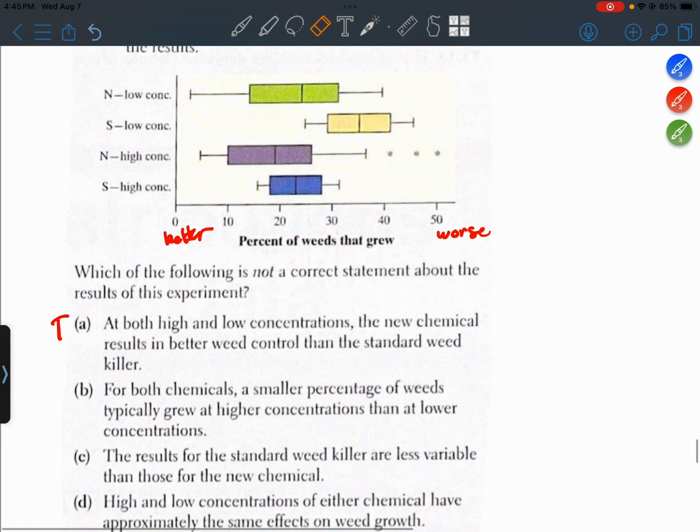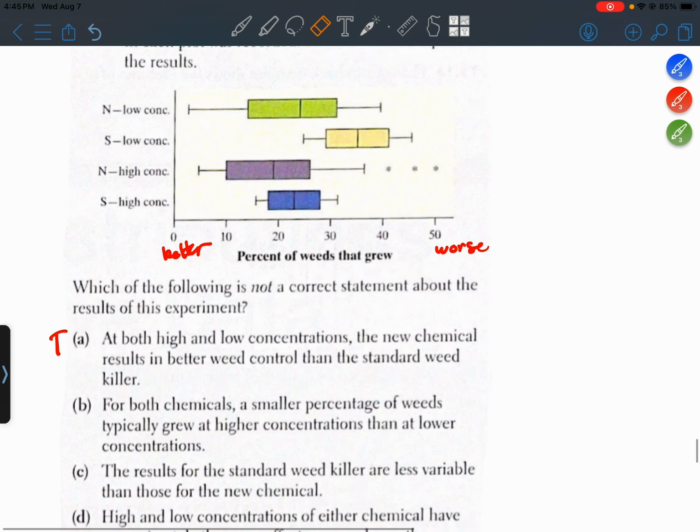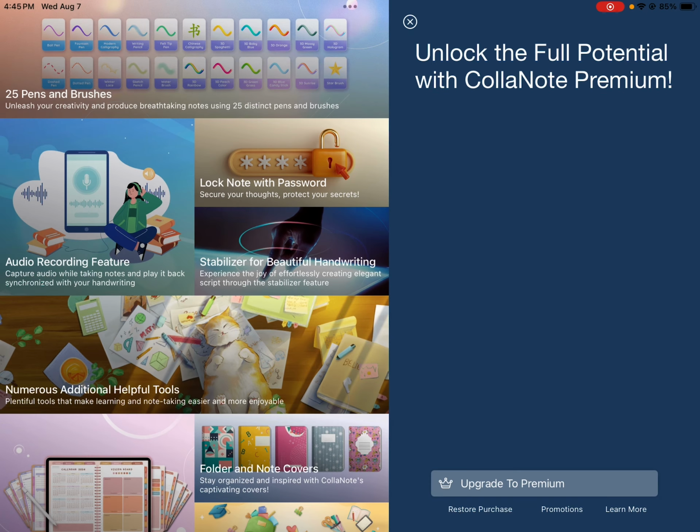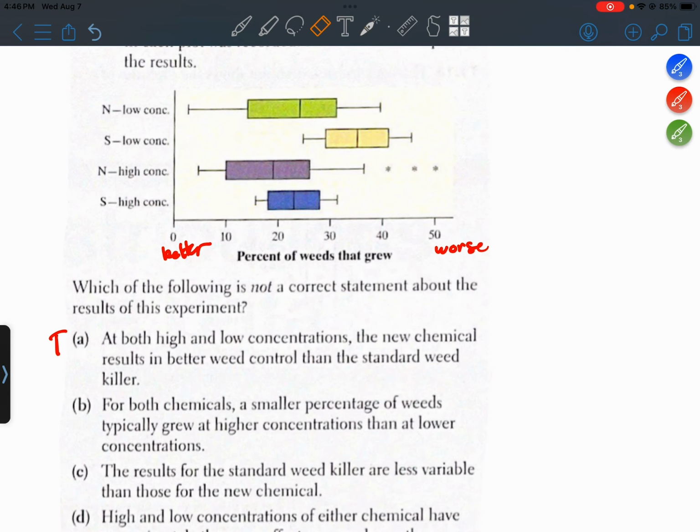All right, statement B. For both chemicals, a smaller percentage of weeds typically grew at higher concentrations than at lower concentrations. Okay, so for that, we're going to compare. Let's do new chemical first, high concentration versus low concentration. The high concentration has a smaller percentage. All right, let's compare for the other chemical, high concentration versus low concentration. The high concentration, again, has the lower percentage. So that statement appears to be true as well.